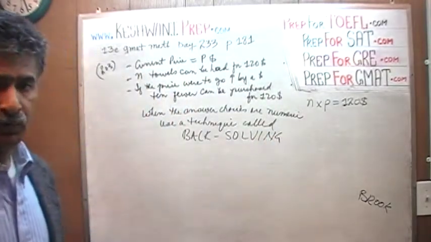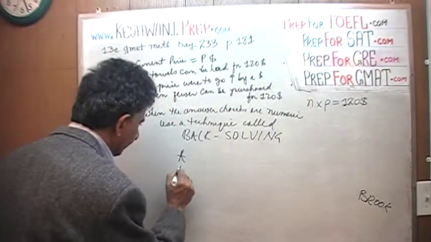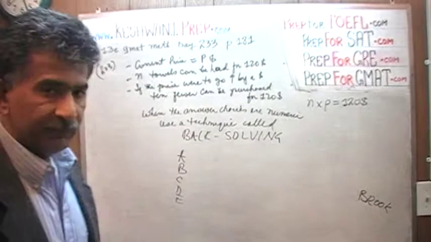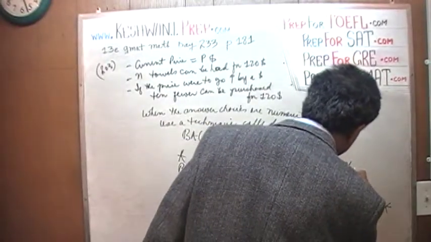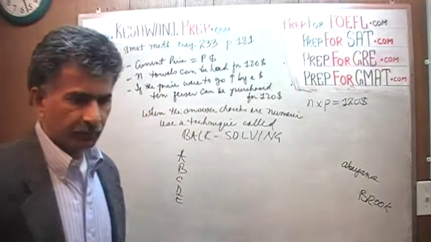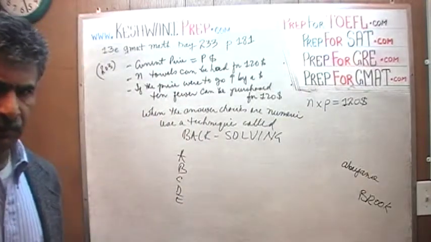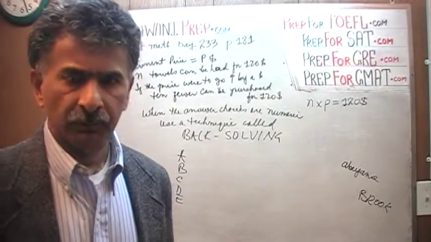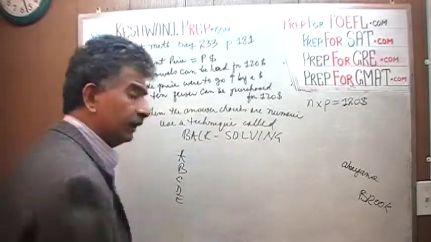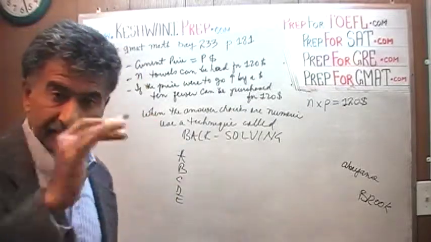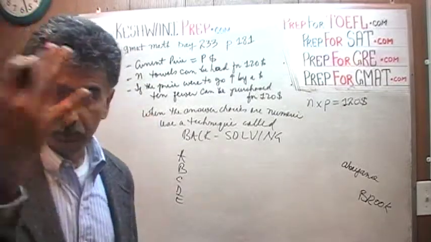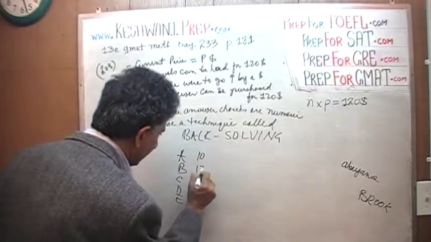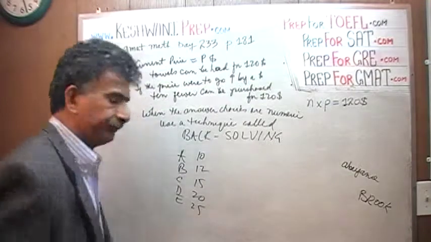In the back solving technique, for example, listen, I'm going to make up a different problem, and I'm going to give you the answer choices. We're going to keep this problem in abeyance right now. Mumbo jumbo, mumbo jumbo. How old is Mike? That's the question. The part in the beginning that it gave you was the mumbo jumbo part. The punchline is, how old is Michael? And here are the answer choices: 10, 12, 15, 20, and 25.